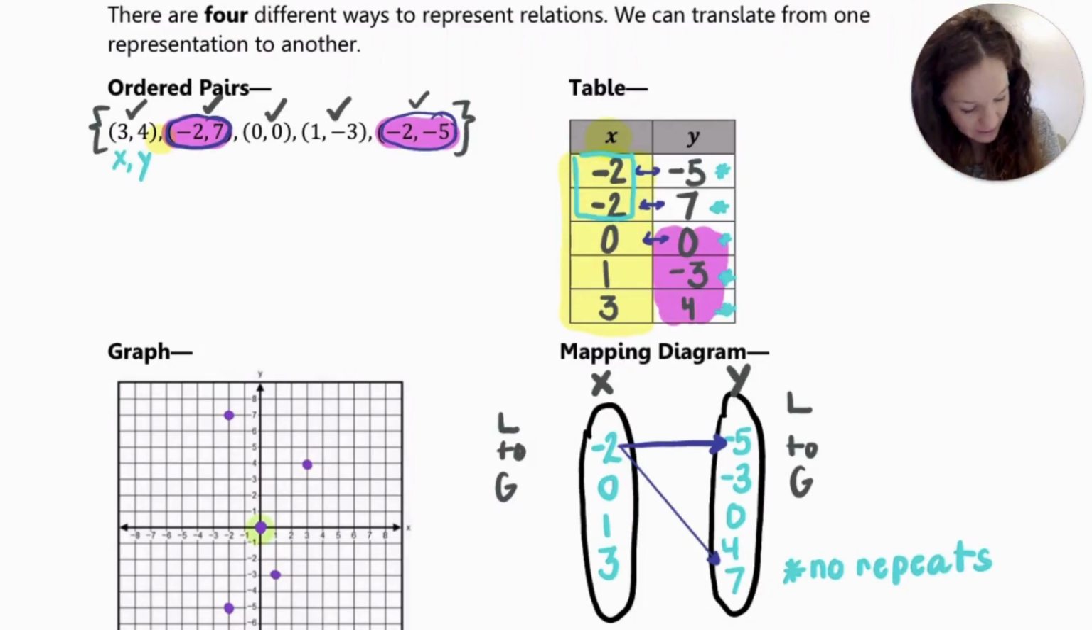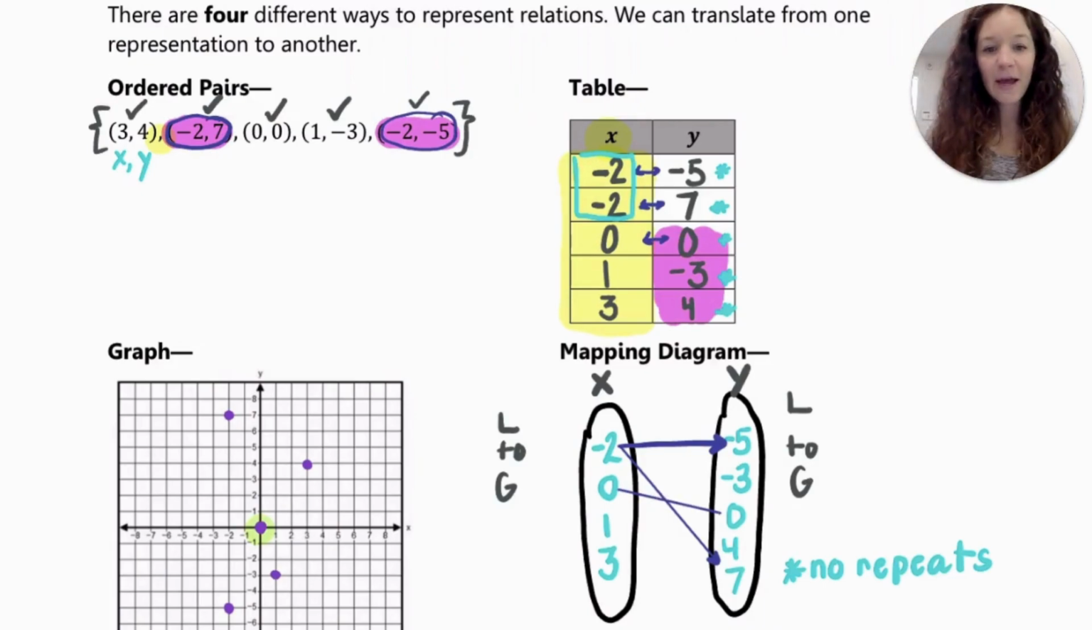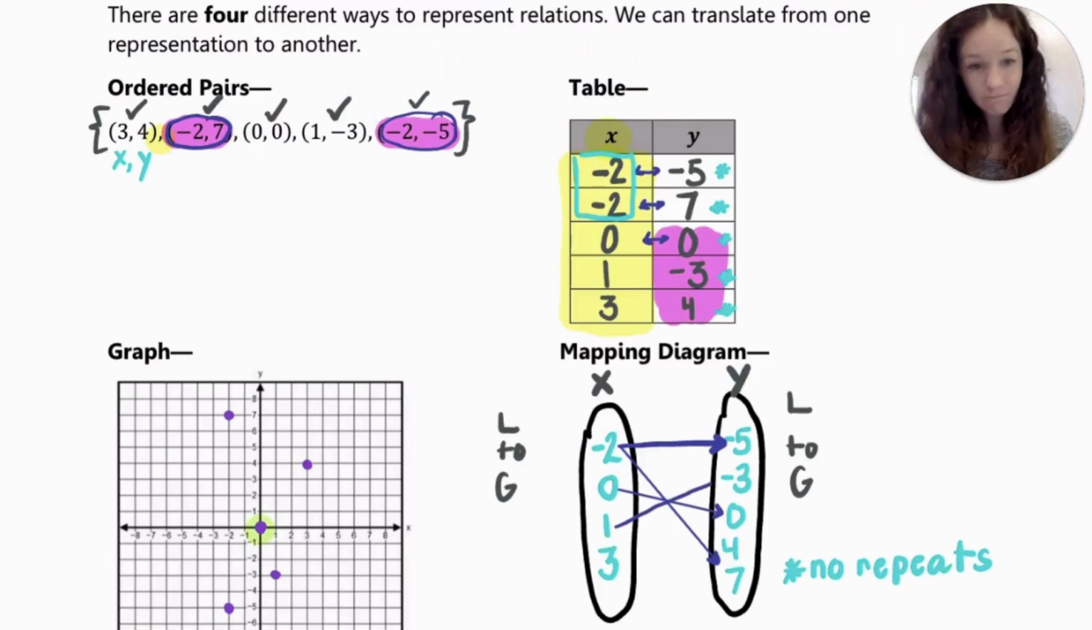0 maps to 0. Okay. 1 maps to -3. And last but not least, 3 maps to 4.